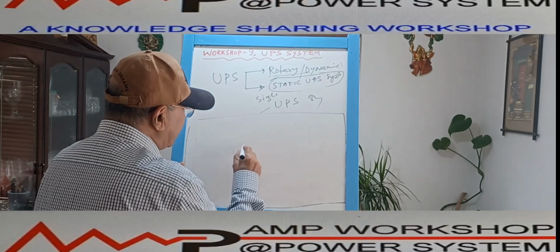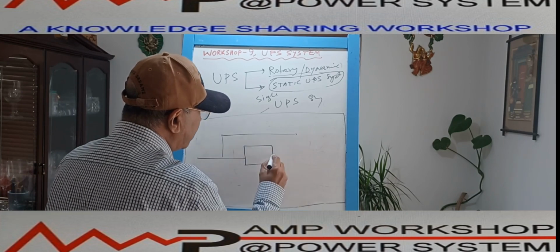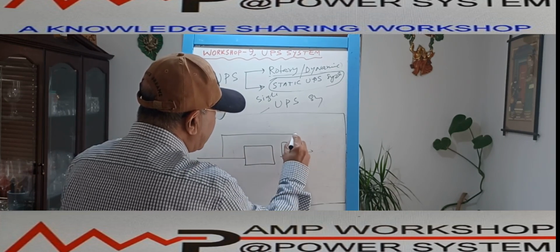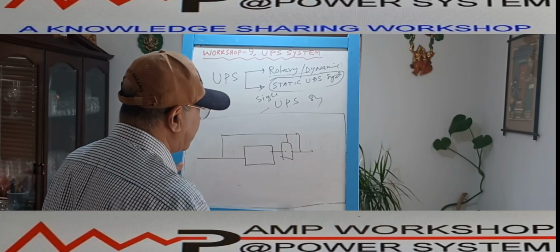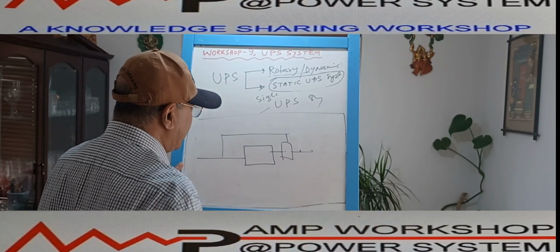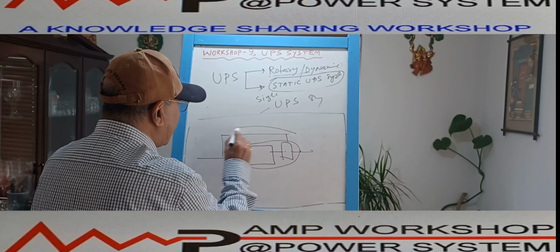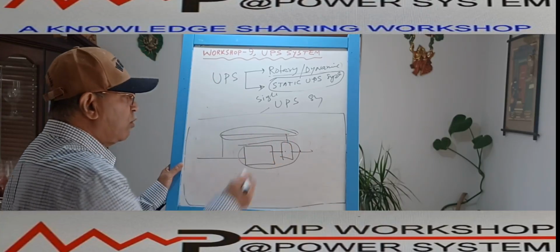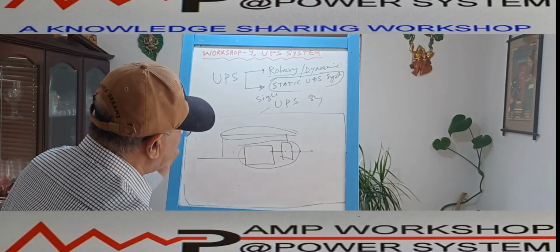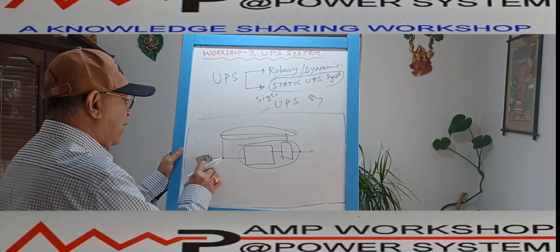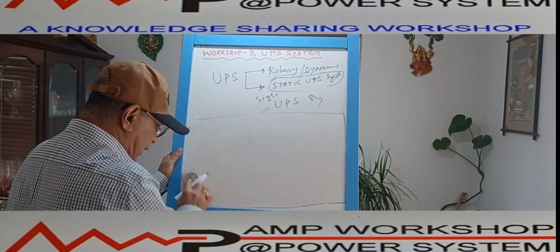What I said, this is my UPS system, this is my bypass line. Through the static switch, it is connected to the load, right? Now my question is whether this part is normally working or this part is normally working. Based on which is normally working, we can divide the single UPS system into 3 different categories. What are the different categories or classes?